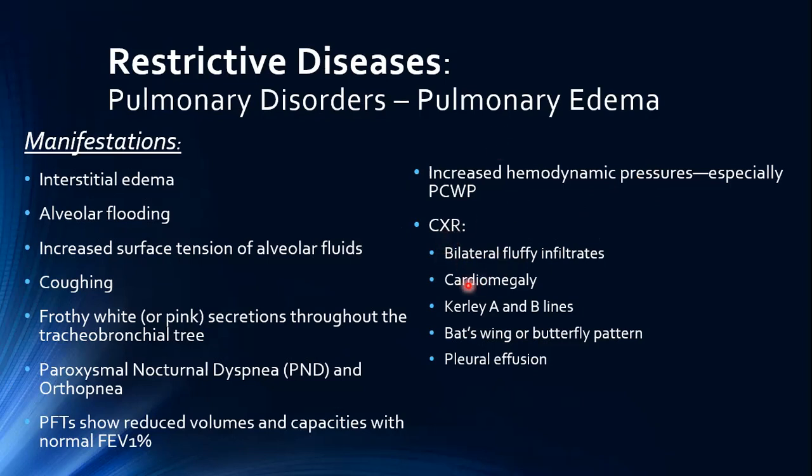Now, of course, the chest x-ray. Chest x-ray for pulmonary edema is usually bilateral fluffy infiltrates, cardiomegaly, curly A and B lines. You don't have to worry about all of the chest x-ray stuff. You're not into chest x-rays yet. But this is how pulmonary edema will look. It's just fluffy infiltrate. This looks kind of fluffy, right? I'll show you a couple pictures of pulmonary edema chest x-rays, okay?